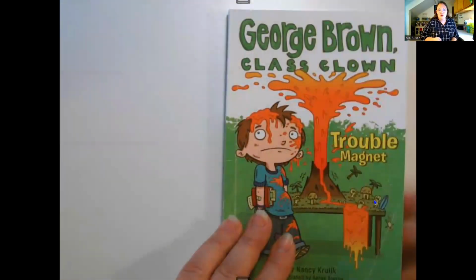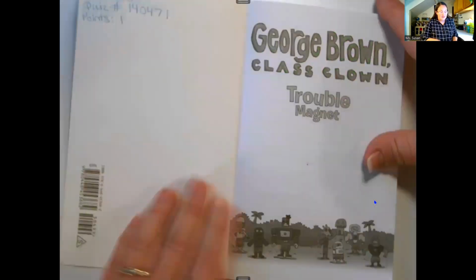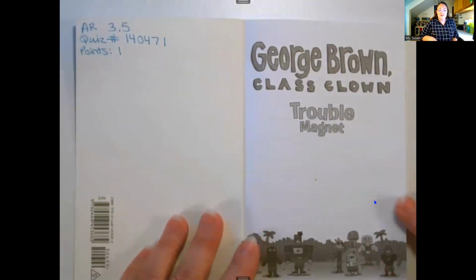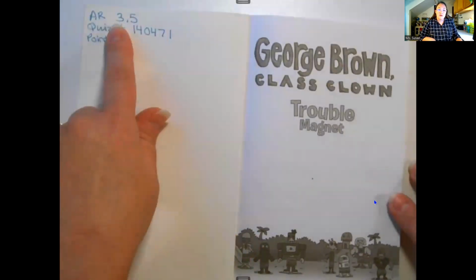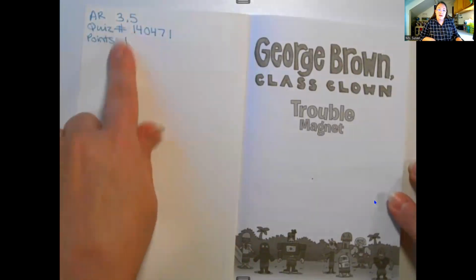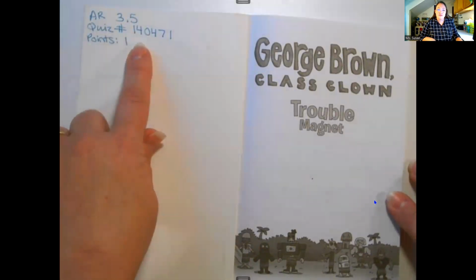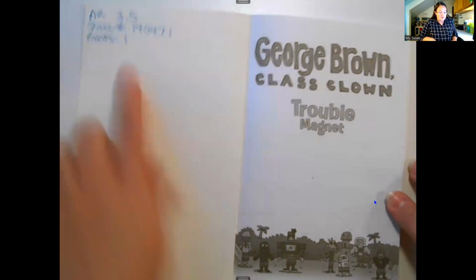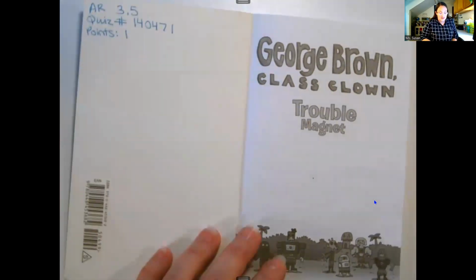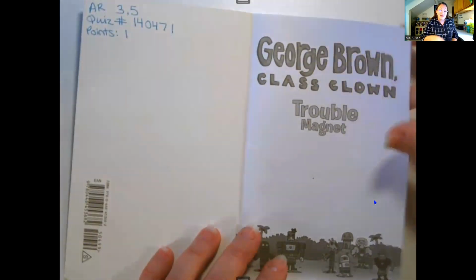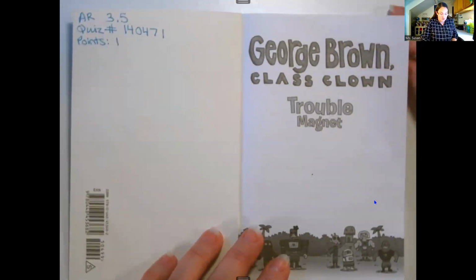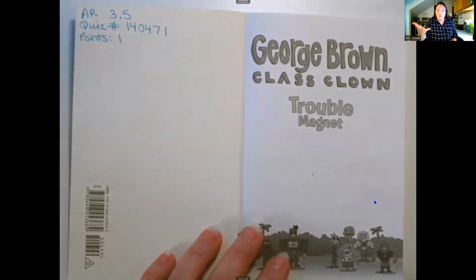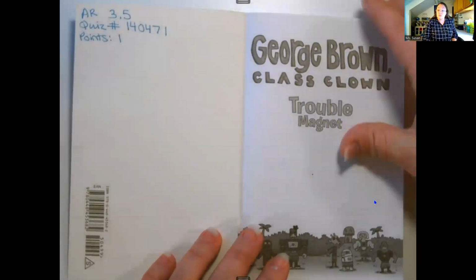Okay. Trouble magnet. If you'd like to take an AR test on this, if you or your school participates in that, it is an AR book. It's 3.5, and this is the quiz number 140471, and it is worth 1 whole point. So when we get done reading all these chapters, you can go take the quiz. If you have the book with you, go ahead and use it for the quiz if your teacher allows you to. I think it's a good idea to look back through the book. That's what good readers do to prove their answers.